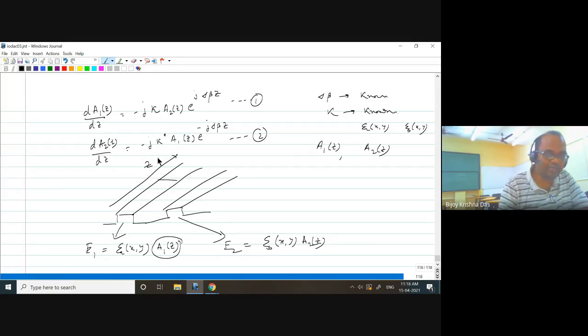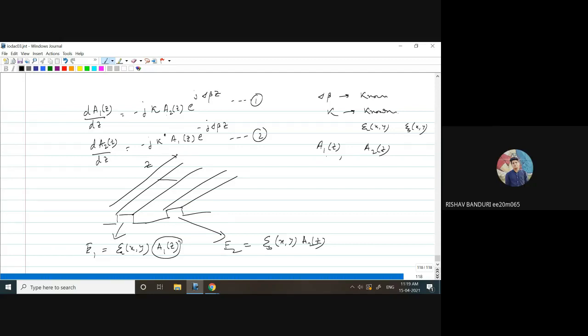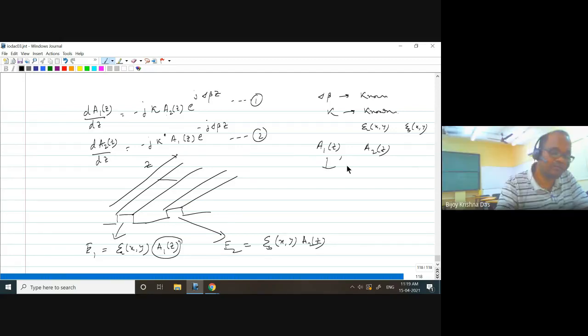So now my challenge is to solve equations 1 and 2. They are coupled because you see A1 is here and A2 is here. And here also you are getting A2. Two equations, two unknowns, so we will be able to solve. How to solve? Can you suggest how to solve these two equations? Yes, take a derivative with respect to Z. You just take a derivative of the first one with respect to Z, then substitute, and you will be able to eliminate.